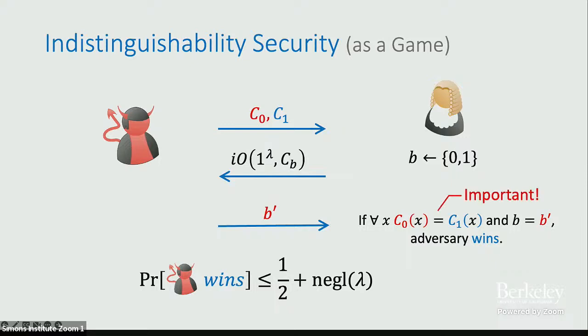Here I want to emphasize that in this security definition, it's important to check the functionality equivalence of C0 and C1. Because if C0 and C1 differ at some input point x0, then the adversary can certainly distinguish the obfuscated programs of C0 and C1 by running the obfuscated program at this point x0 and observing its output.